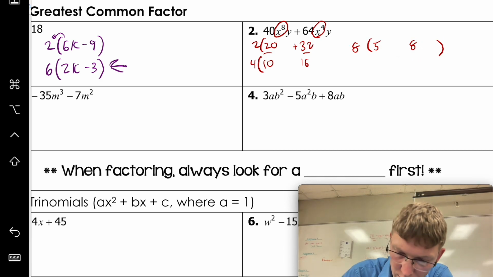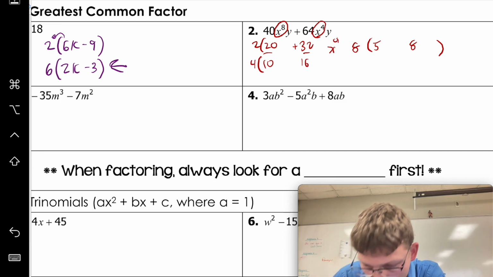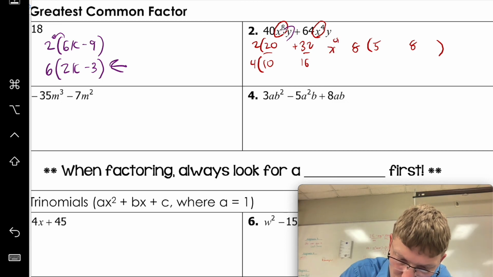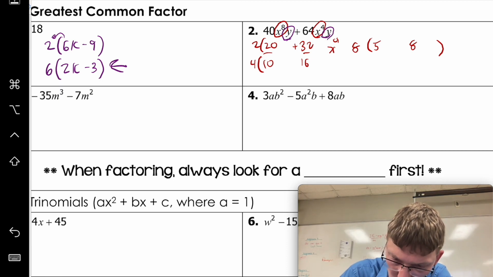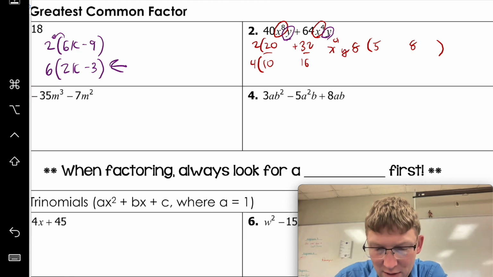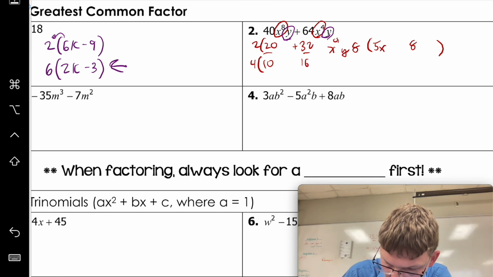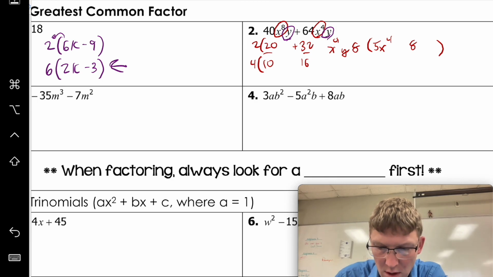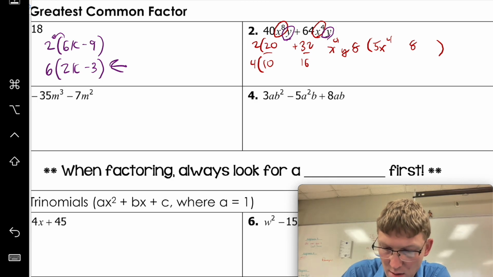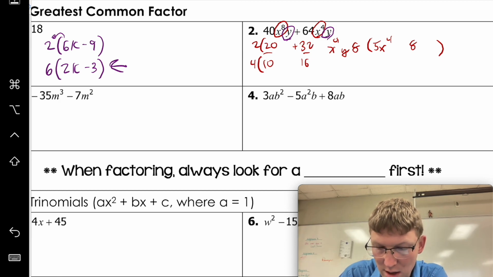So we can pull an x to the 4th. And they also both have one y in it, so we're going to pull a y out as well. So when we pull the x to the 4th, our first number has 4 x's left over, and then our second number has no x's left over. And neither one has any y's left over.